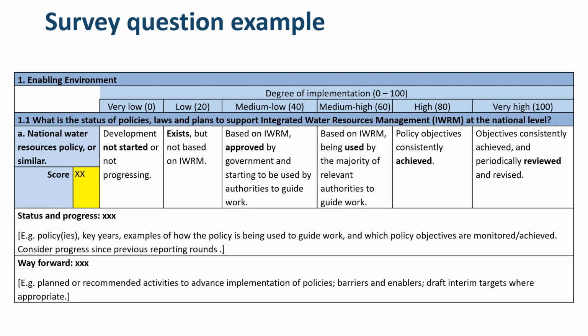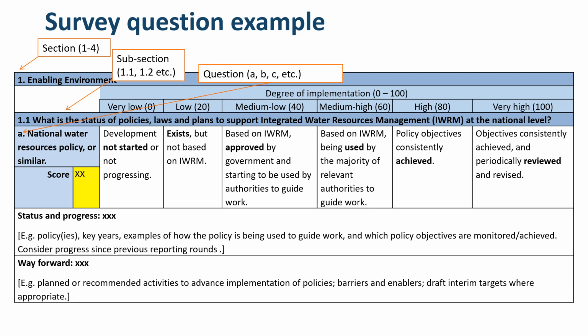Let's take a closer look at the survey questions. Here's a simplified example of one of the questions. Firstly, at the top left, we have the section number and heading. Below this, we have the subsection heading, which is phrased as a question and guides all the questions within the subsection. Below this, we have the question itself, identified by consecutive lettering. So this question is referred to as 1.1a.